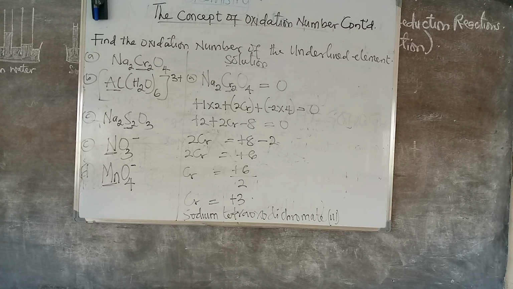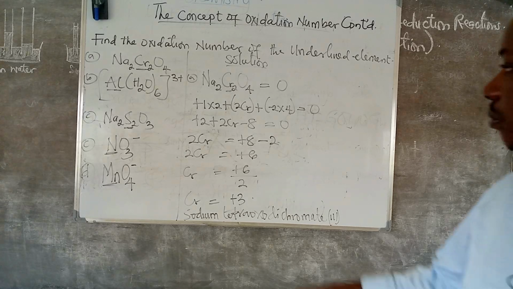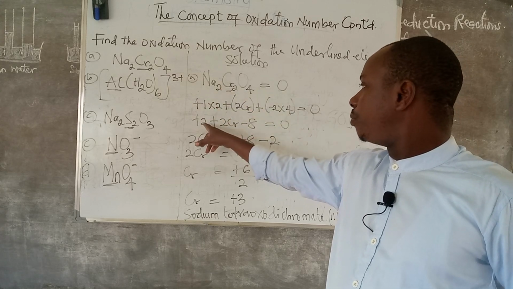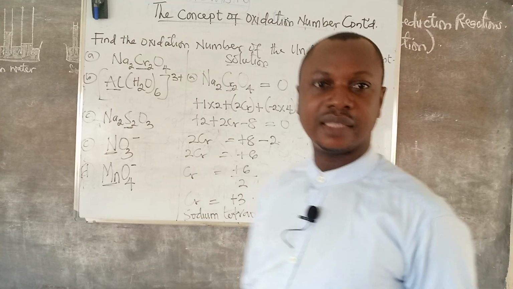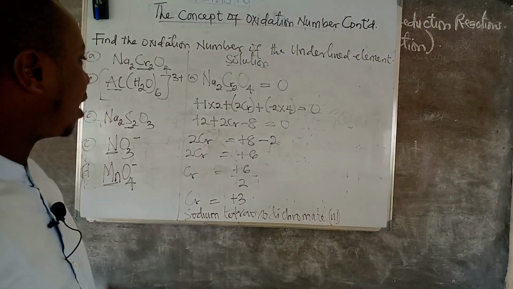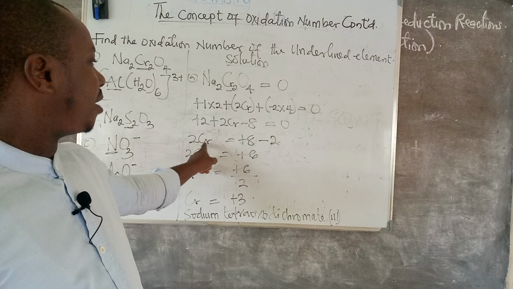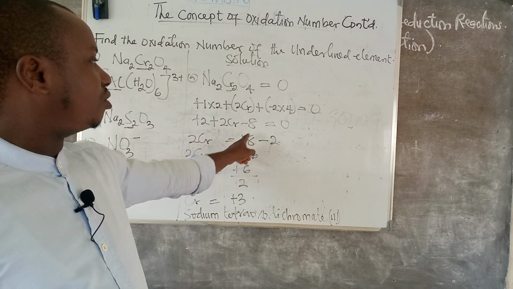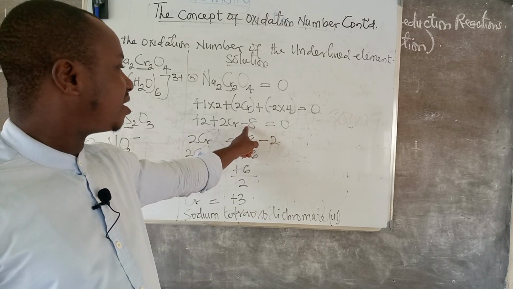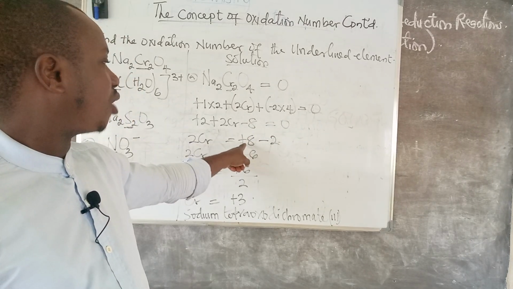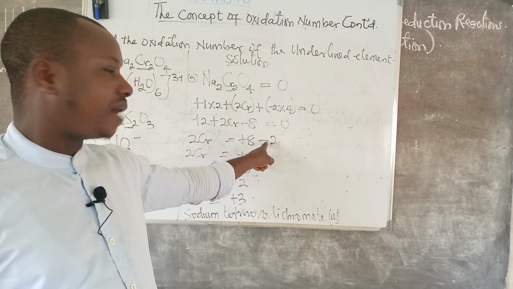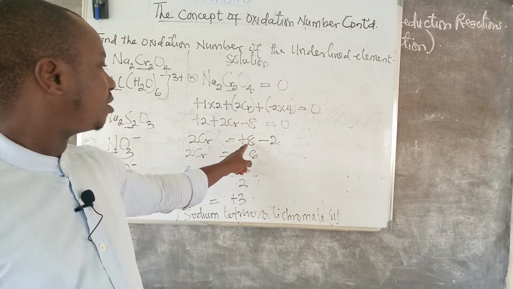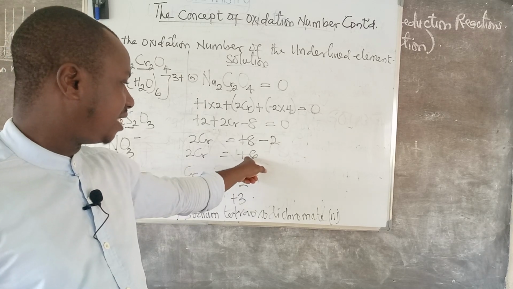Don't forget the last video. So when you now do the arithmetic, you see sodium +2, all these ones. So when you now collect like terms, it becomes 2Cr equal to... when this minus crosses the sign of equality, it becomes plus. And this +2, when it crosses this sign, becomes -2. 2Cr equals +8 minus 2, which is just +6.